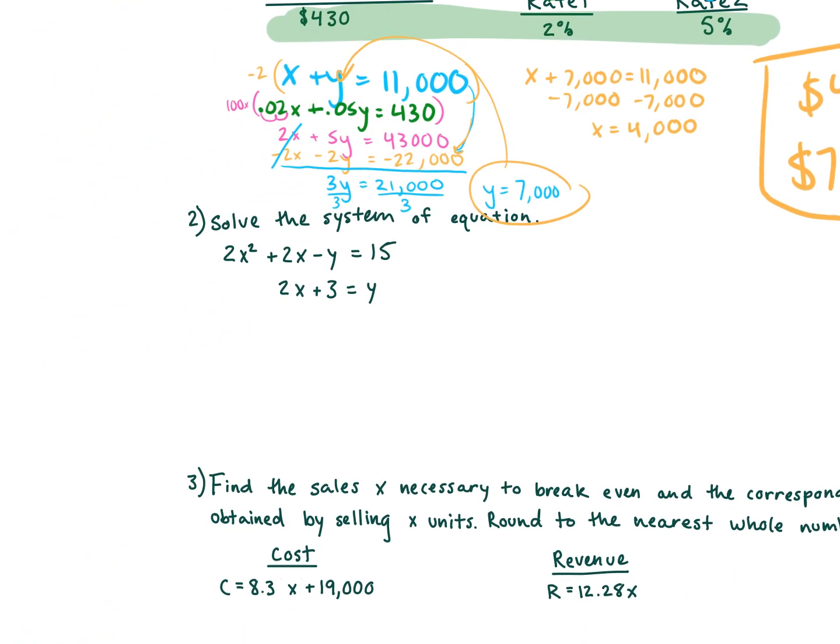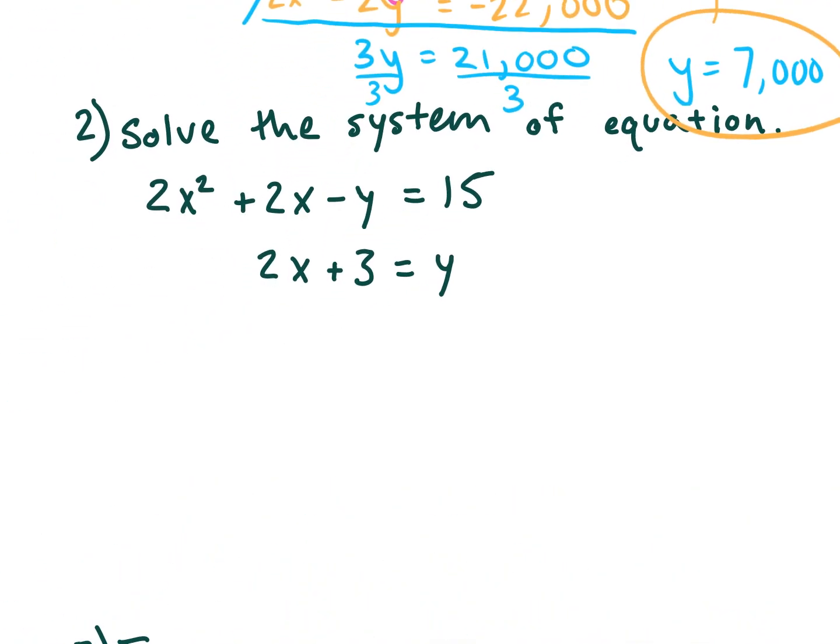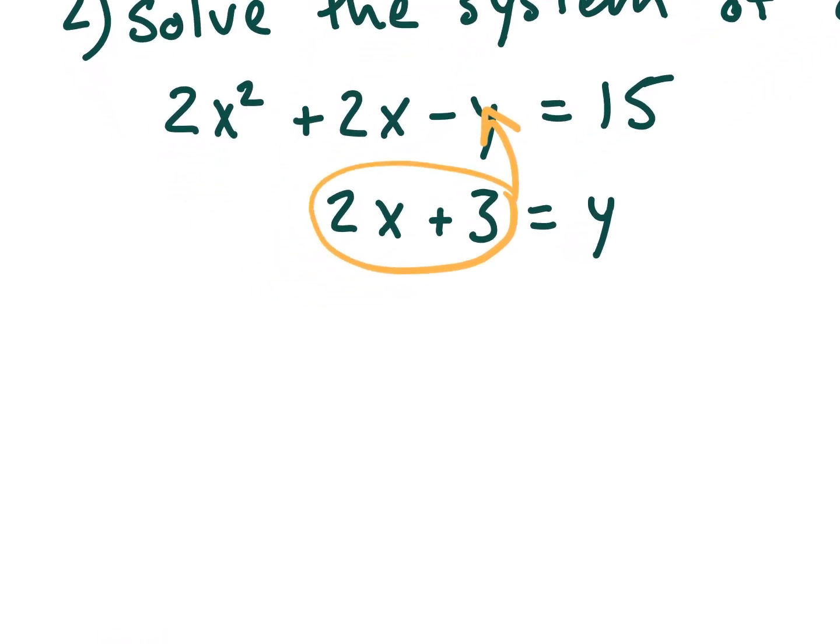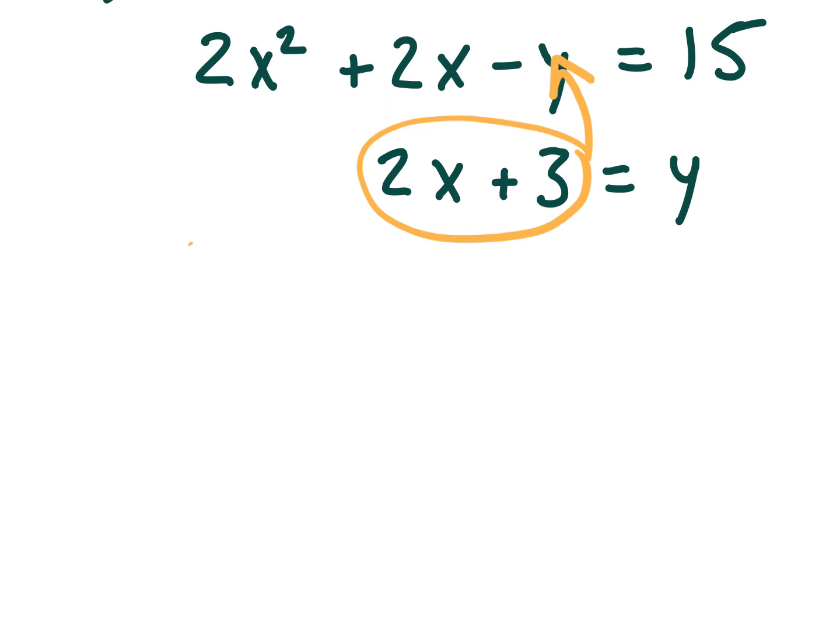All right, let's do number 2. We want to solve the system of equations. What can we do to solve? Awesome. We already have y all by itself, so we can take what y is equal to and substitute it into the y in the other equation. Be super, super careful when you substitute it in. So we have 2x squared plus 2x minus this whole thing. So I'm going to put in parentheses 2x plus 3 is equal to 15.